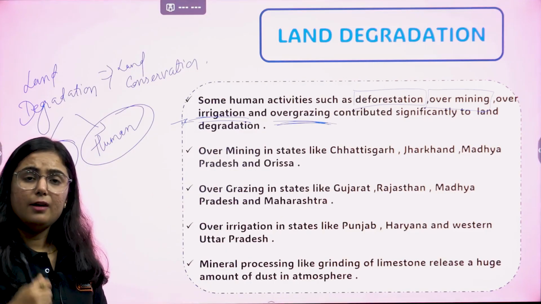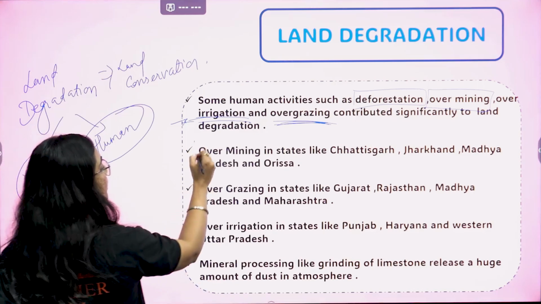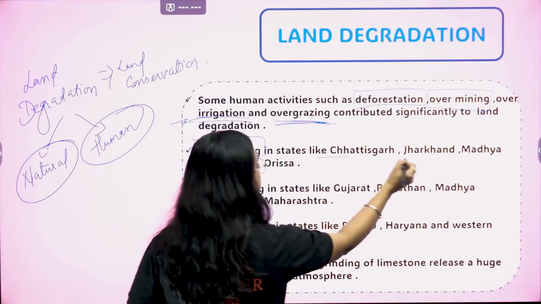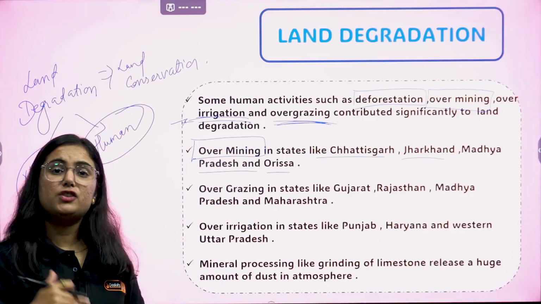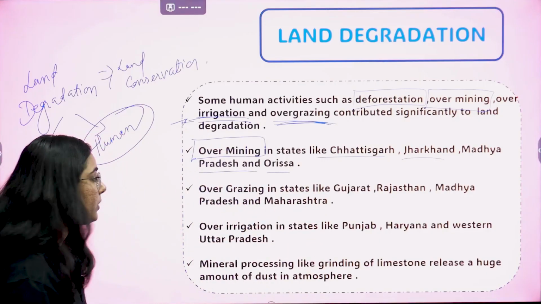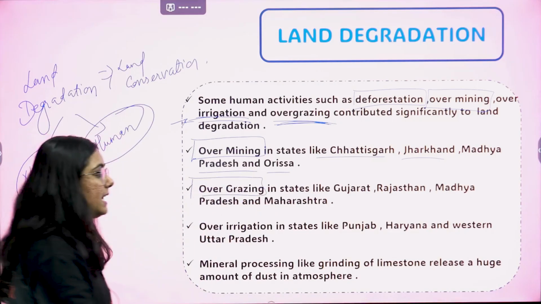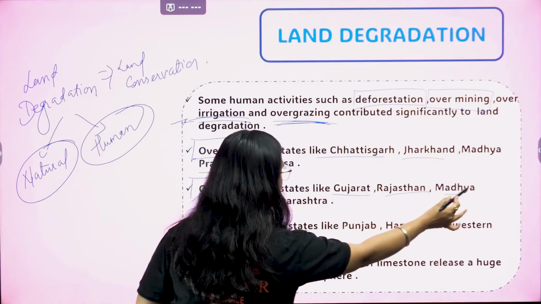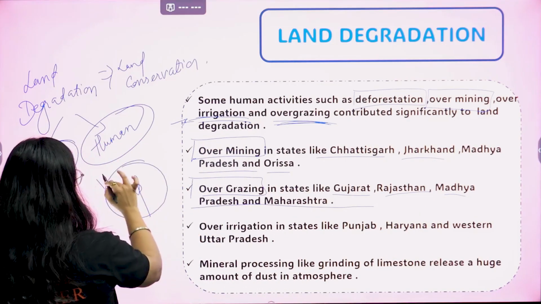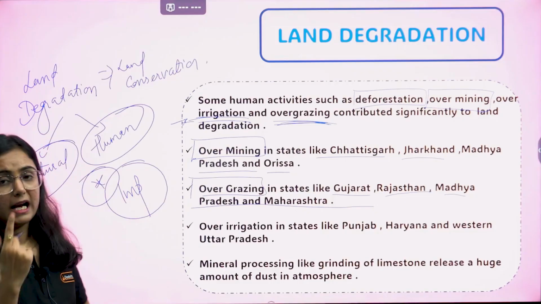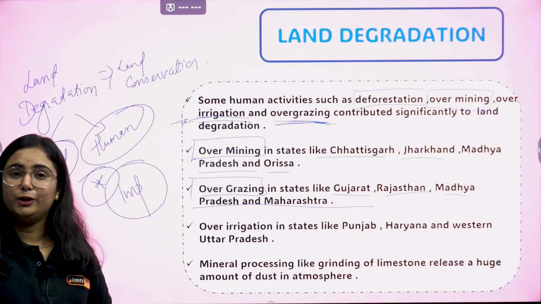And in India, where are these factors affecting more? Over mining is seen in states like Chhattisgarh, Jharkhand, Madhya Pradesh and Odisha. Very clear, because major mines are in this region. The next is overgrazing. Overgrazing is found in areas like Gujarat, Rajasthan, Madhya Pradesh and Maharashtra. Very important question: factors leading to land degradation, explain in detail, 5 marks. Learn this and you will get your 5 marks.